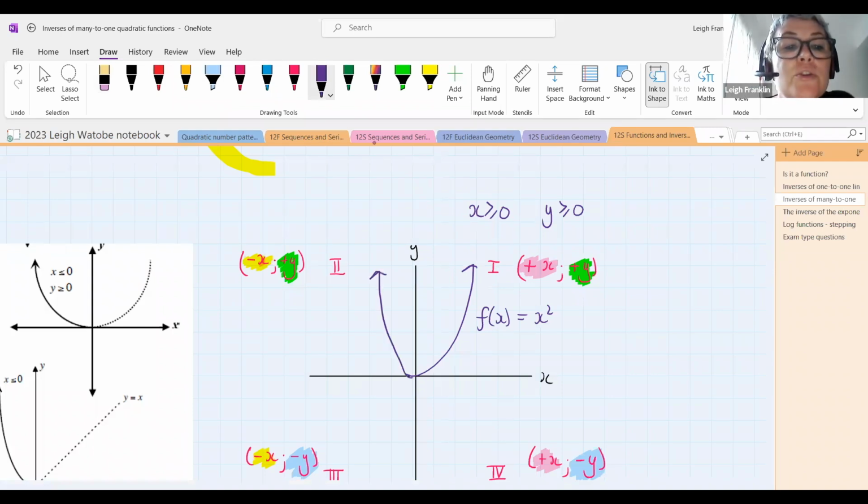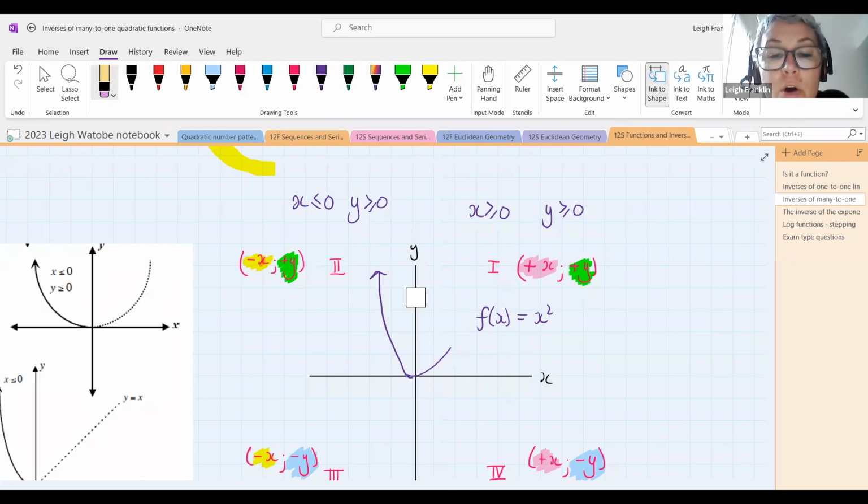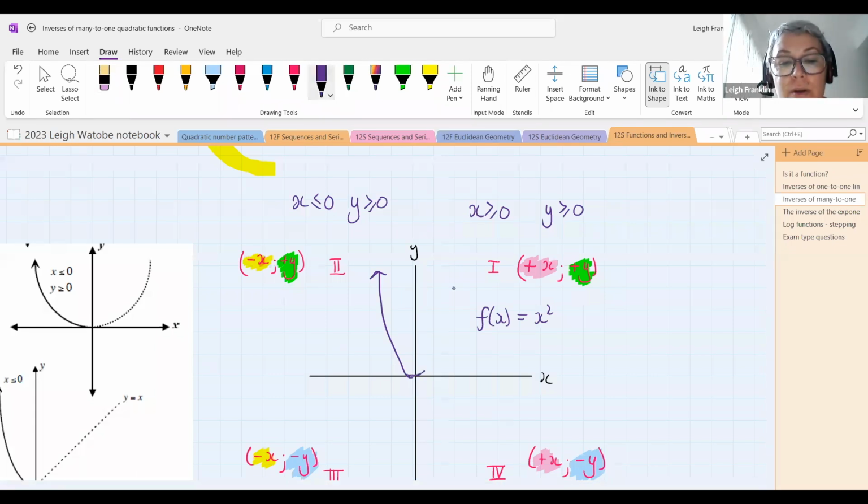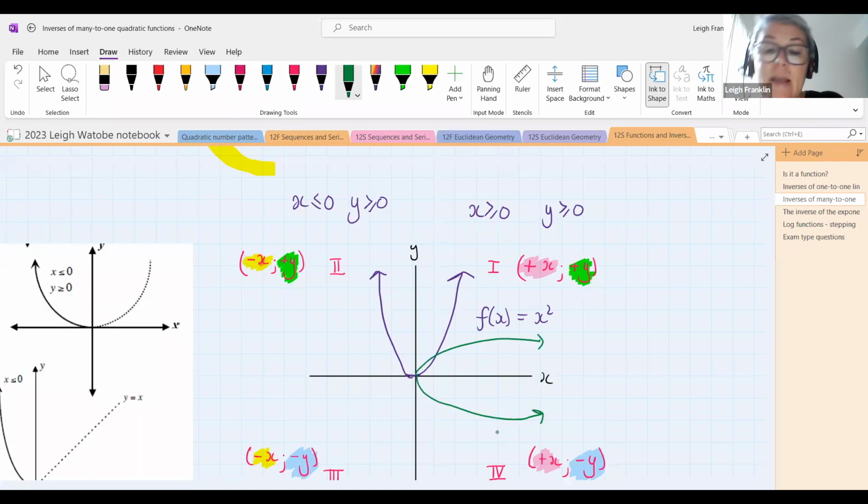If I now want to look at that region of the Cartesian plane where x is negative, but y is still positive, then what I'm doing is I'm rubbing out this arm of the parabola. Okay, so that's what the restriction means. Now, the reason why I have to do the restriction is because the inverse of this function is not a function, it is a relation. All right, so if I invert it and I sketch it, it's going to end up looking like this.